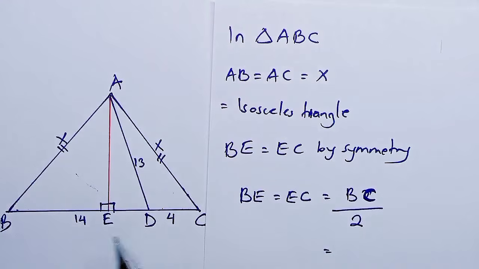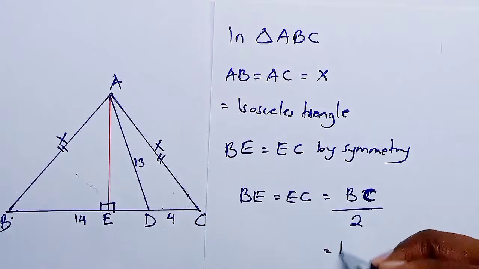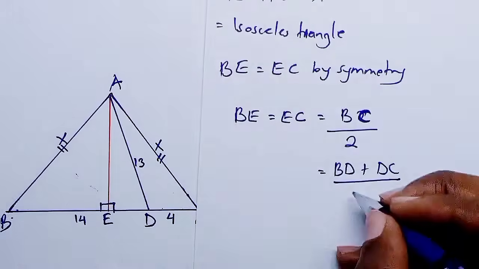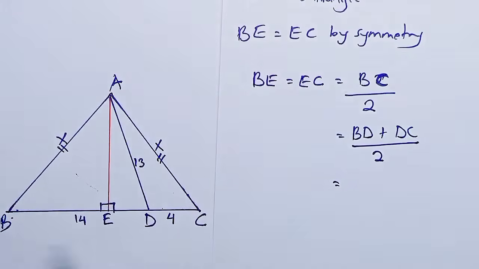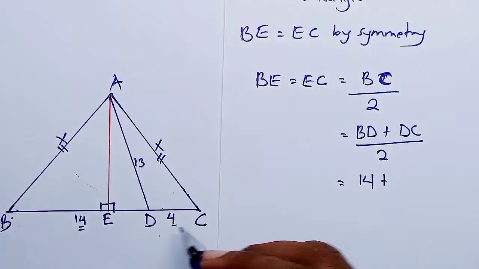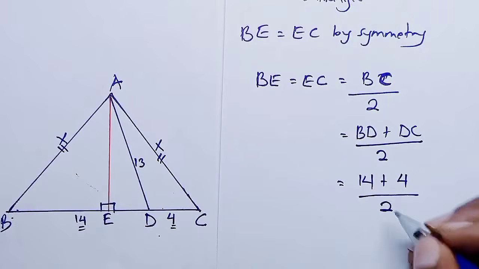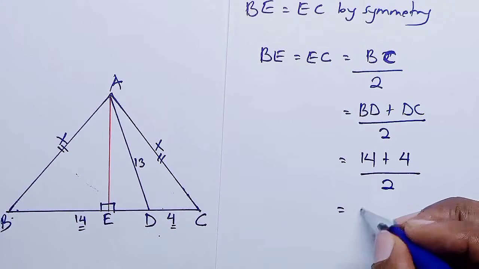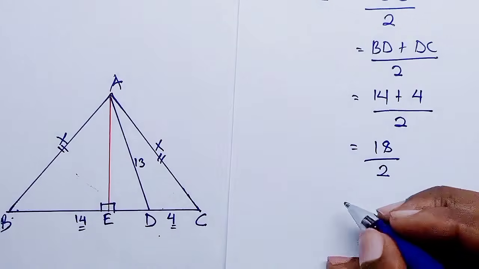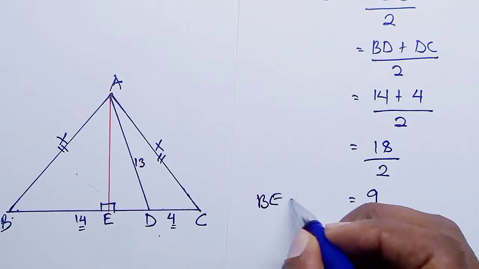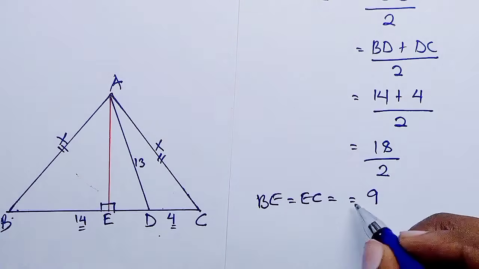2. And we know that BC is equal to BD, which we already know as 14, plus DC over 2. BD, we know it as 14, it was given, and DC is 4. So this over 2 is equal to BE. So this will be equal to 14 plus 4 is 18 over 2. And therefore, this is equal to 9. Therefore, BE, which is equal to EC, is equal to 9.